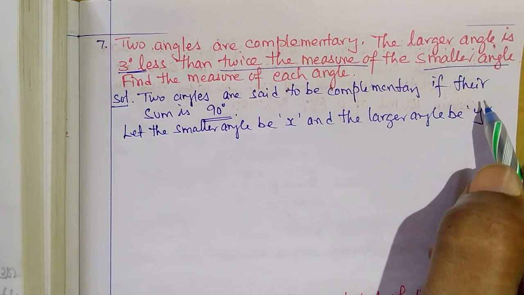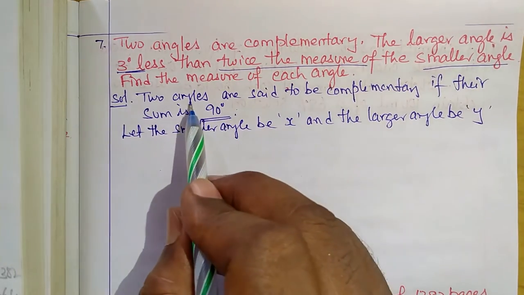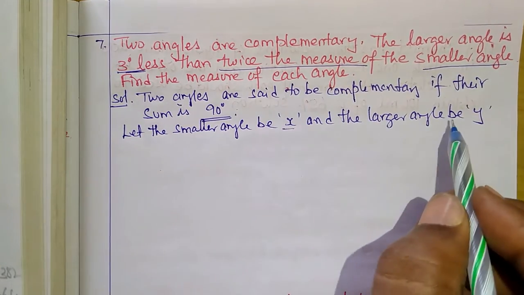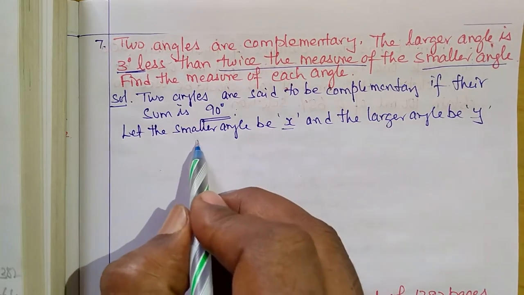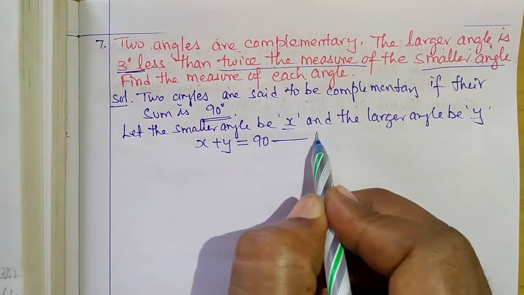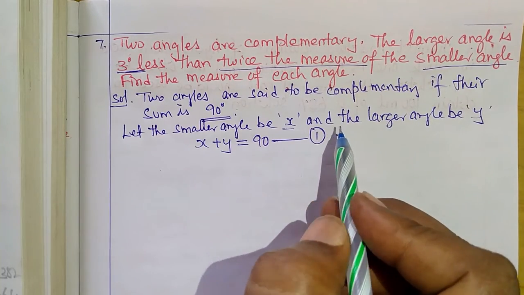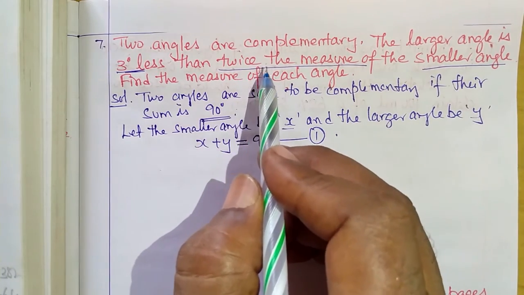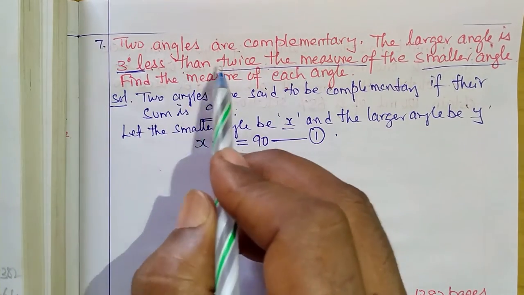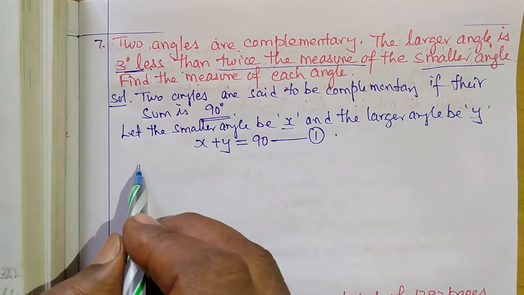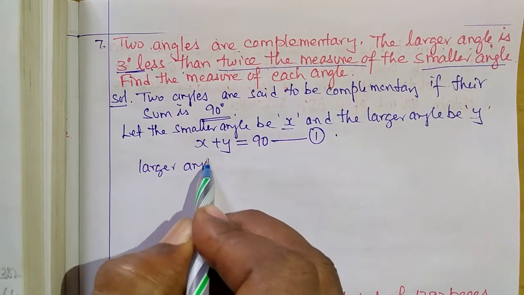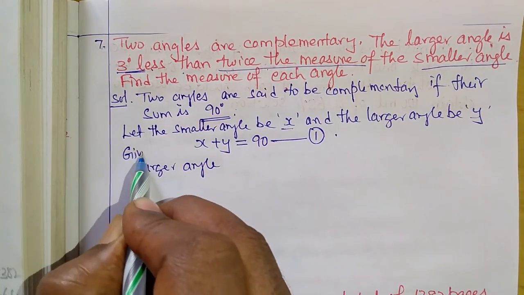Now as per the condition, the two angles are complementary. We assume the smaller angle is x, and the larger angle is y. Therefore, since they are complementary, their sum must be equal to 90 degrees. This is our equation 1. Now what is the condition given here? Given that the larger angle is 3 less than twice the measure of the smaller angle. This is given in the question.